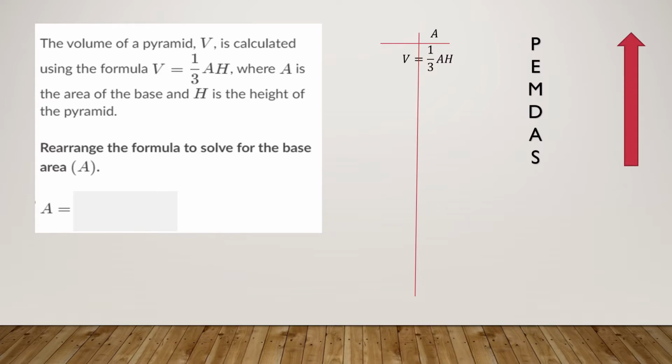Let's identify all the operations we'll have to eliminate. One of them is division, which may not be obvious. You'll see in a minute. And then also multiplication. The A is being multiplied by H as well. Okay. Let's look at that division.